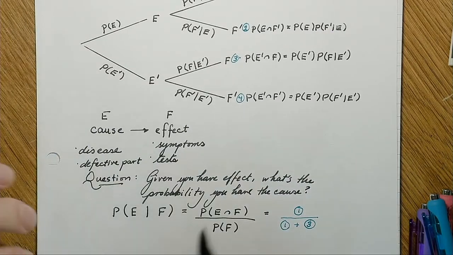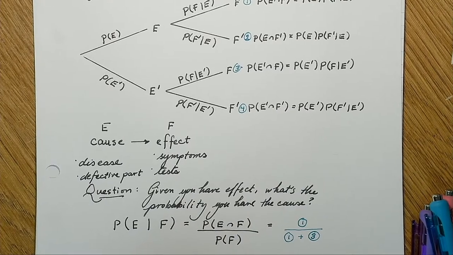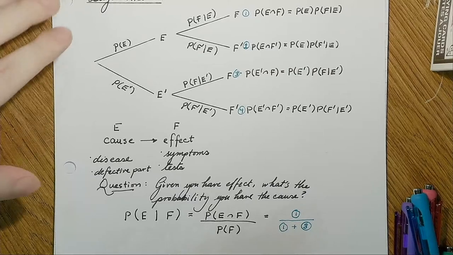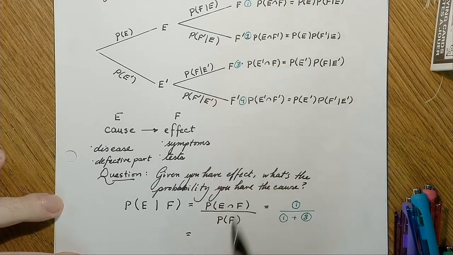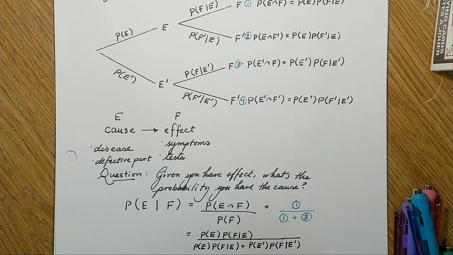So I can write this out then. I'll see if I can zoom out a bit so that I can keep all of this up here. So I have branch 1, so it's the probability of E times the probability of F given E, all divided by, again, itself, plus this third outcome, or this third branch. Okay, so that's how we can do it for two.